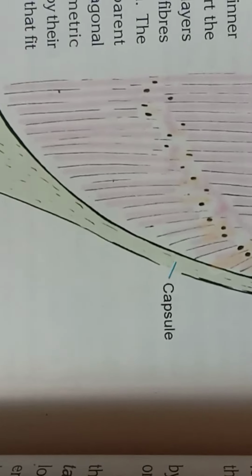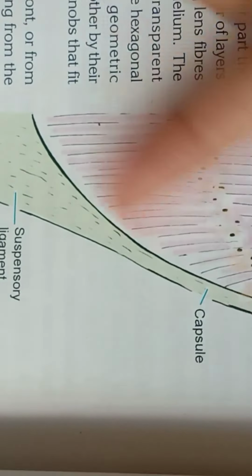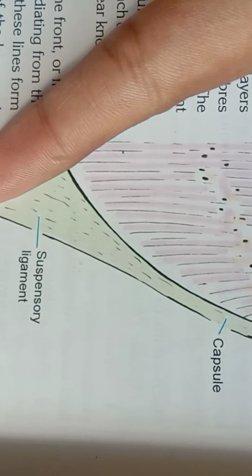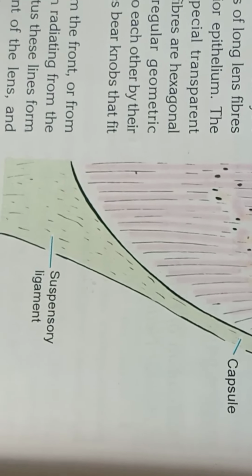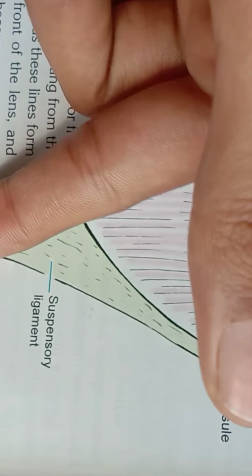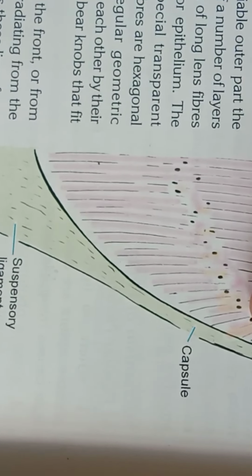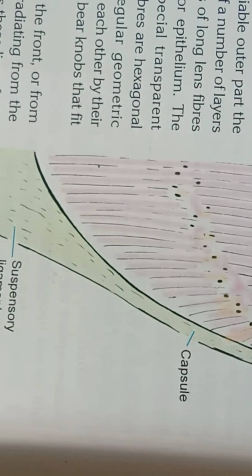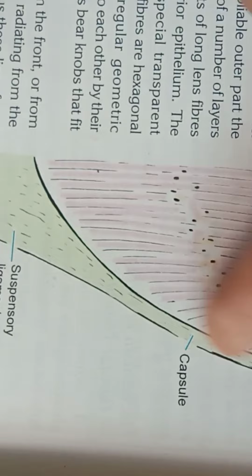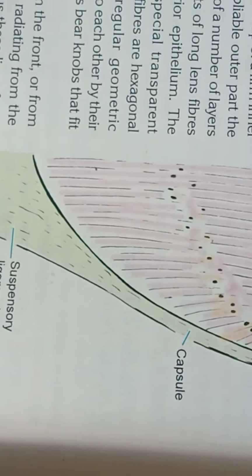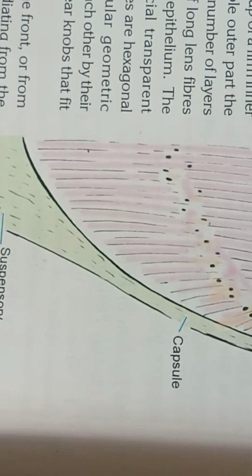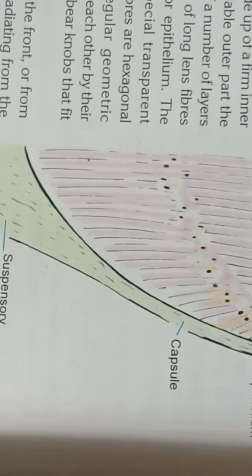Let us check out the lens. The lens has a capsule outside it, and it is attached by the suspensory ligament to the ciliary body. Next, the lens has an anterior epithelium, which continues as the lens fibers. The lens has a cortex and also an inner nucleus. The cortex has all the newly forming fibers, and the nucleus has all the older fibers.